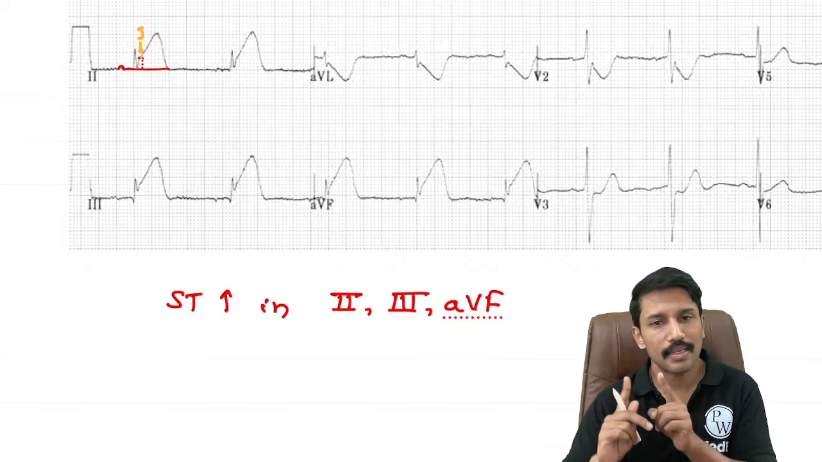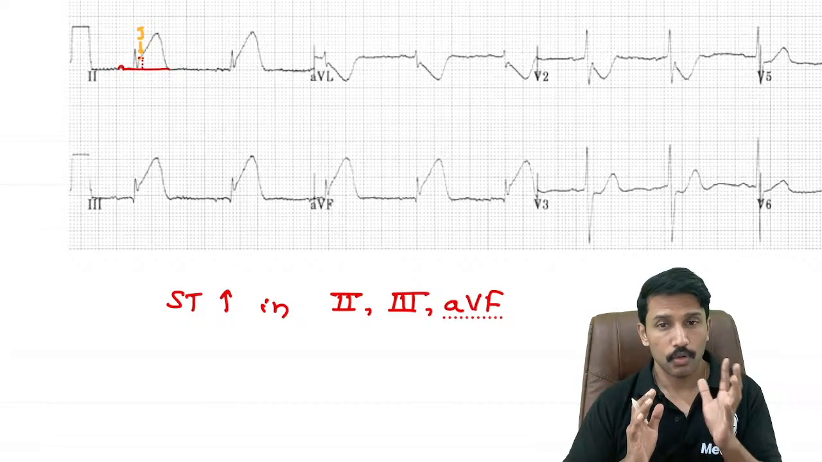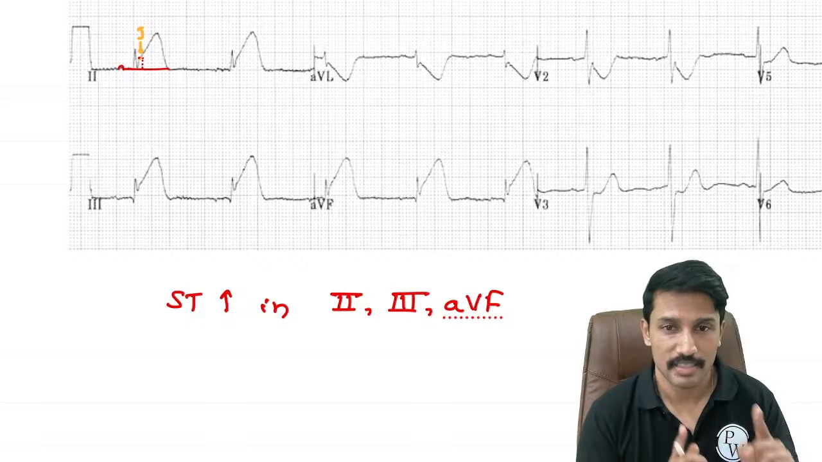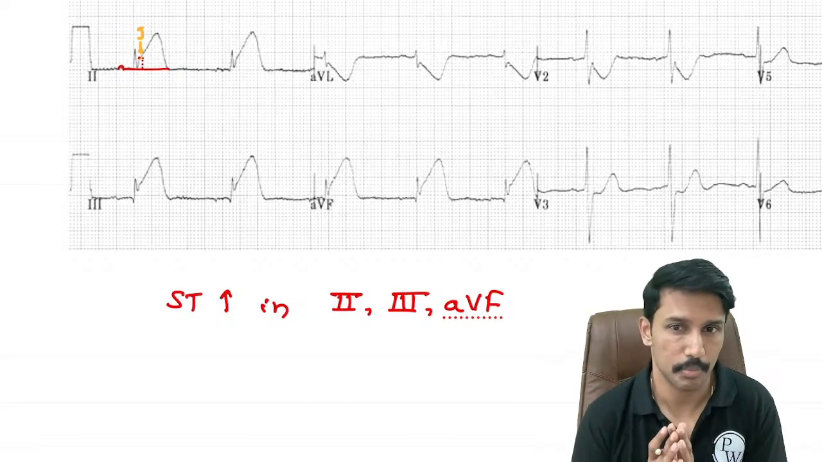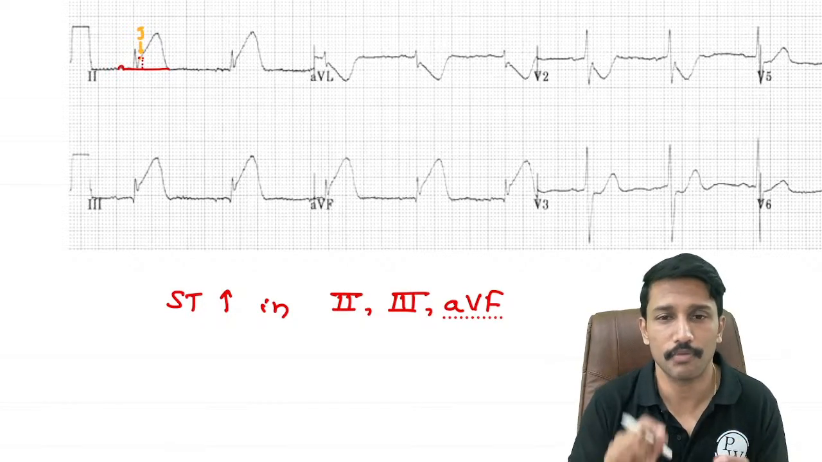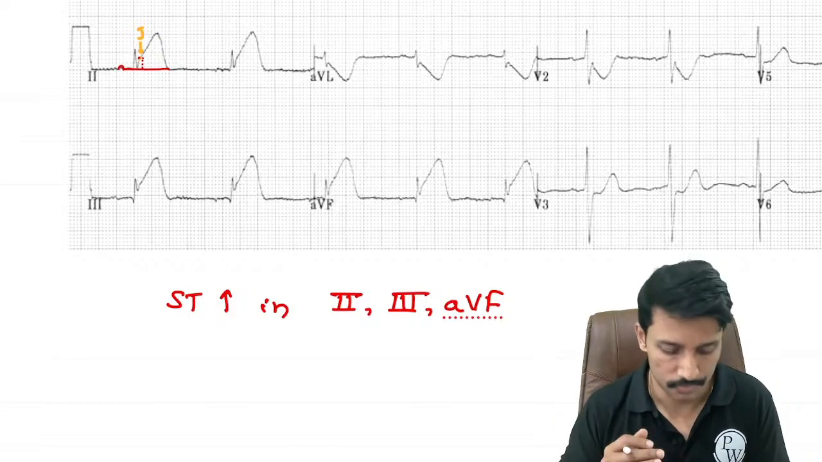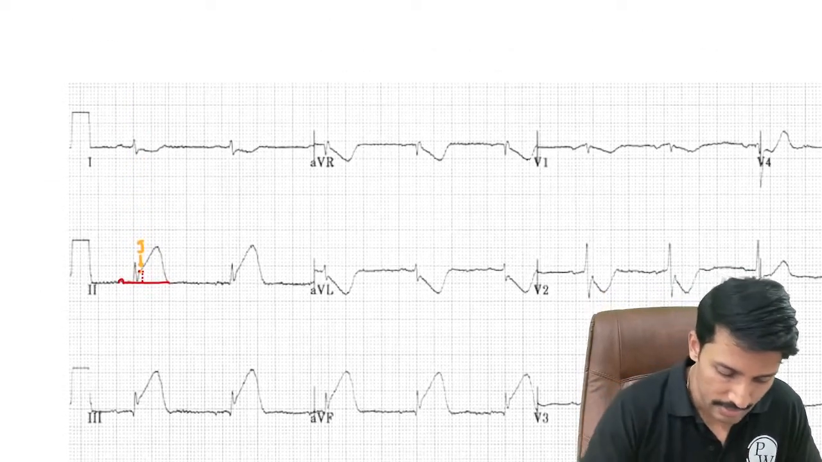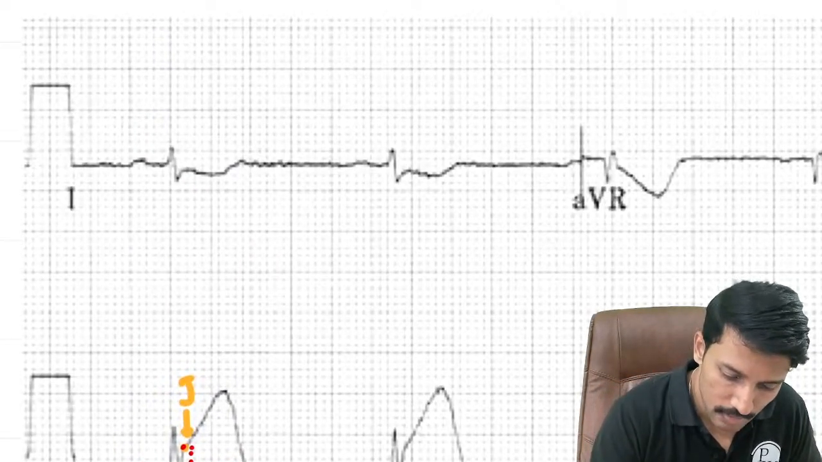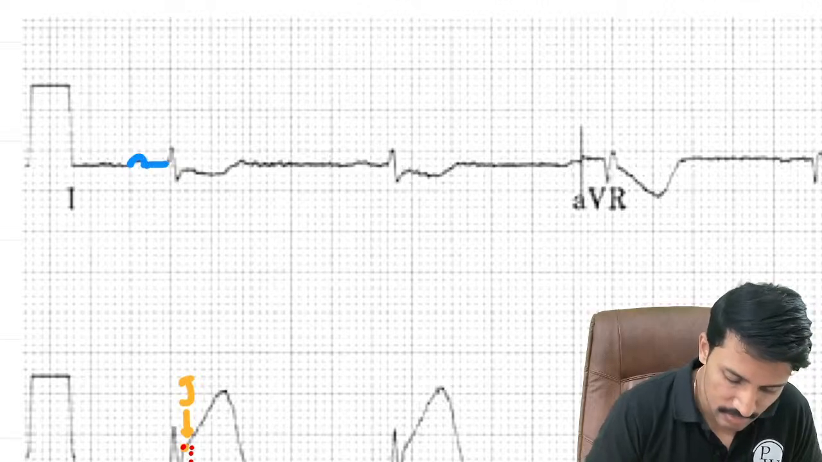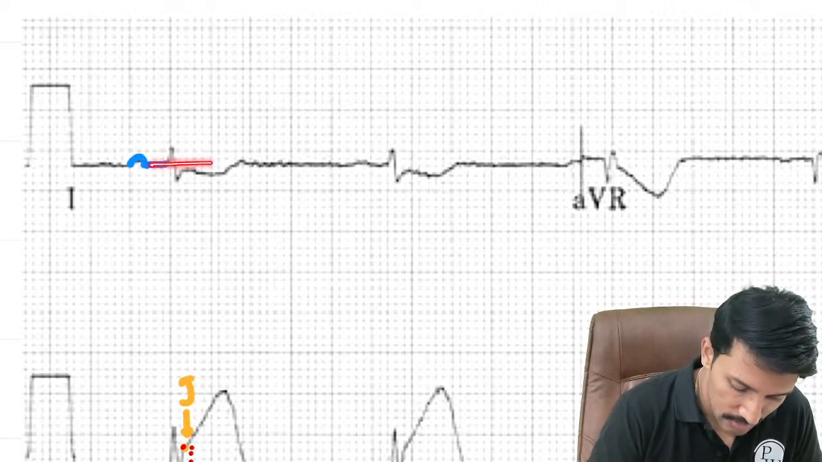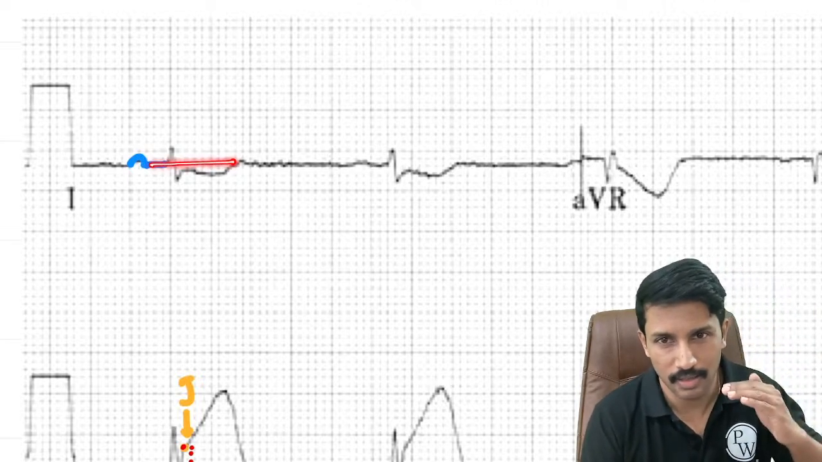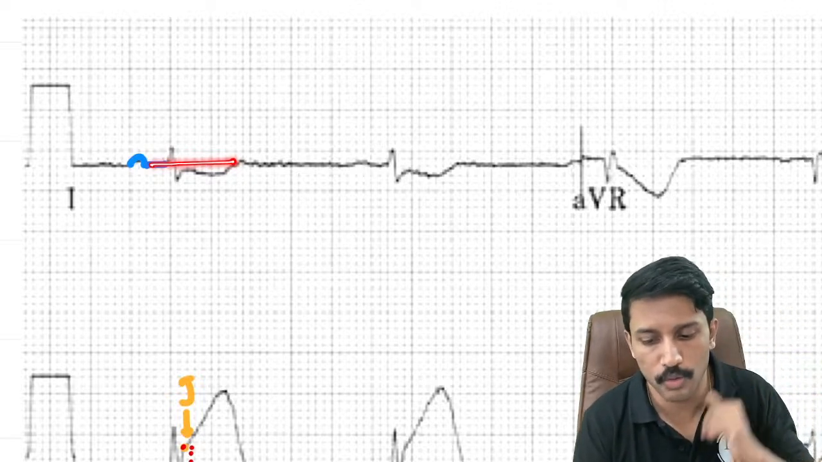If it is truly a case of STEMI, what do I want to see? Lead 1 and AVL are reciprocal for these leads. There should be ST depression. If I don't find ST depression there, I have to re-question my diagnosis. So we'll visit 1 and AVL and see. So when I see 1 and AVL, what do I notice? PR segment. So this is going to be my baseline. Where is the J point? On the segment, above the segment, or below the segment?